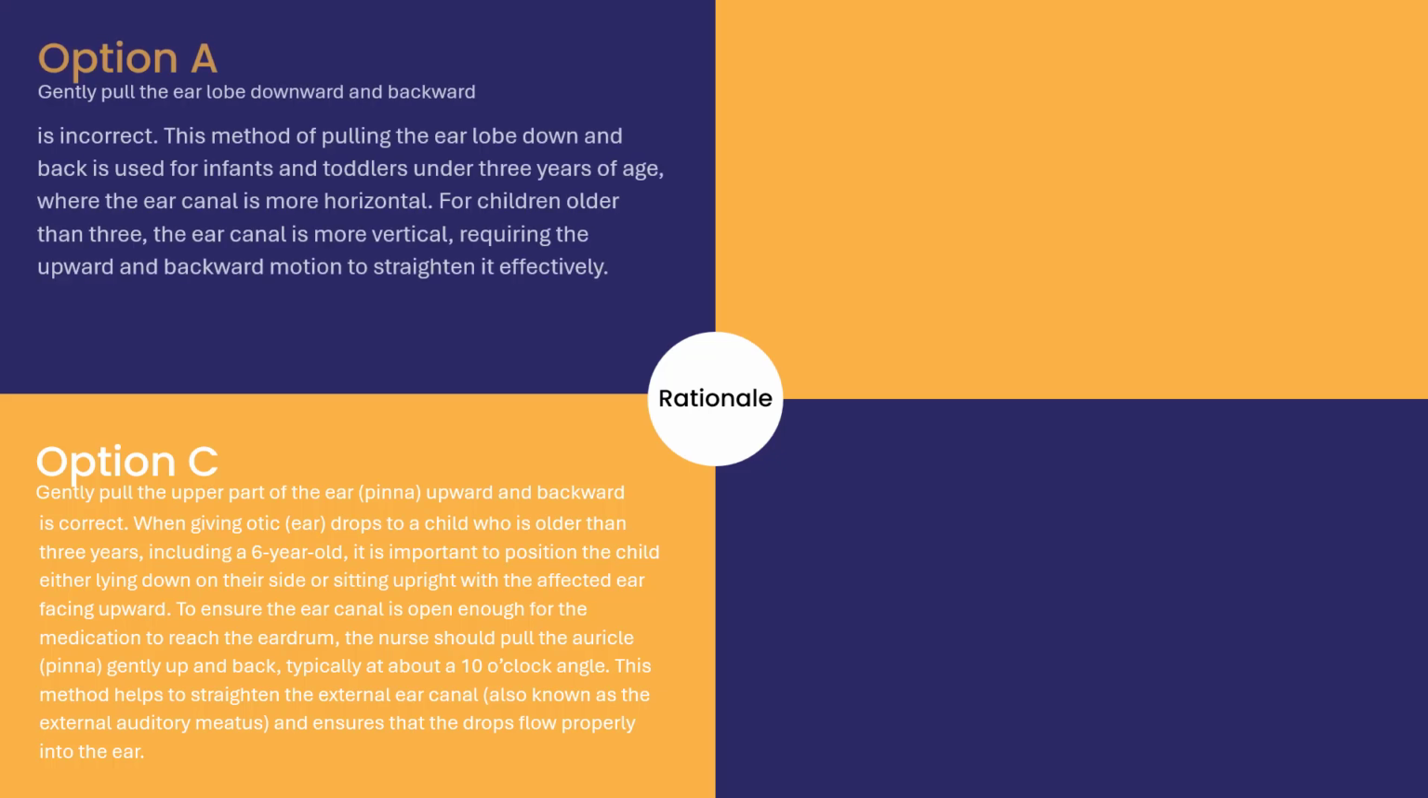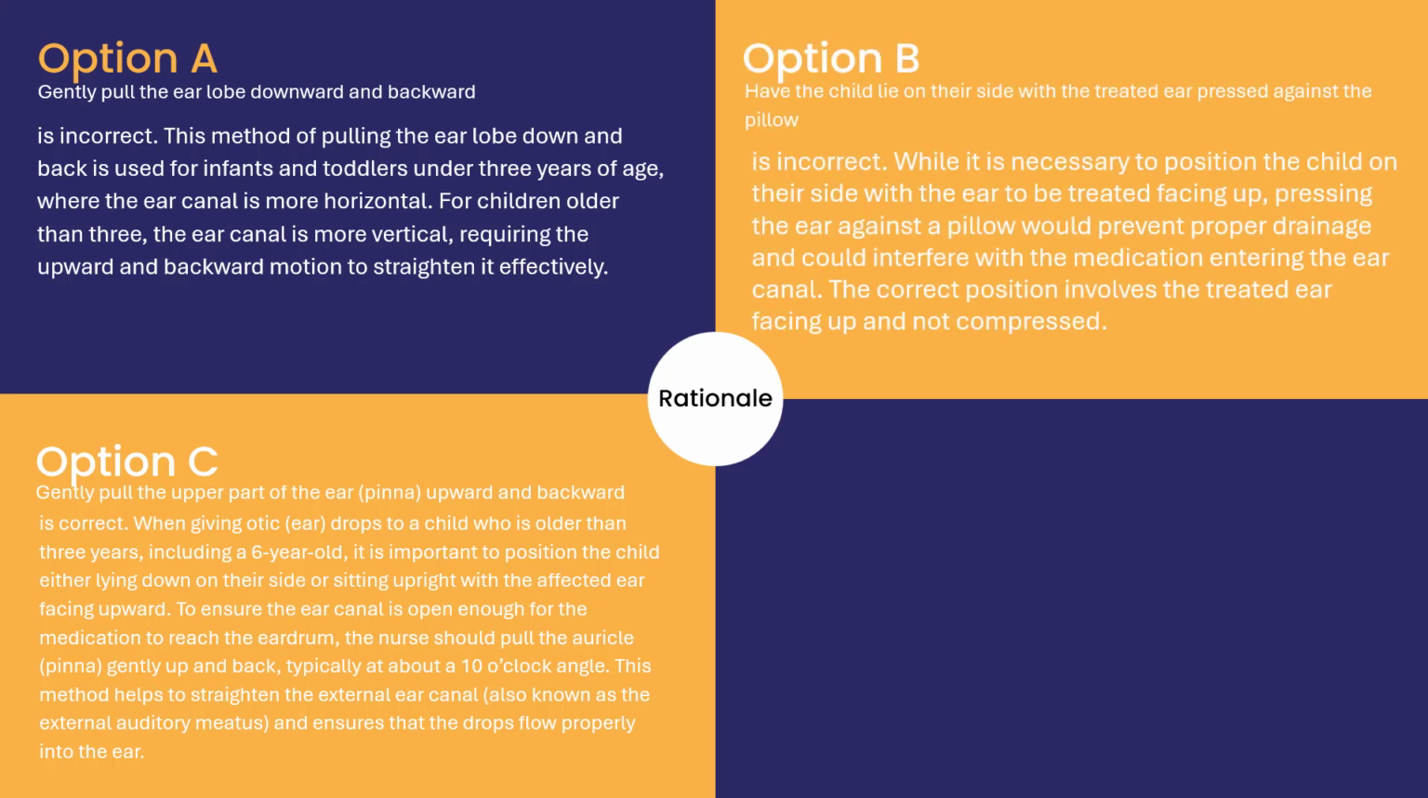A is incorrect. This method of pulling the earlobe down and back is used for infants and toddlers under 3 years of age, where the ear canal is more horizontal. For children older than 3, the ear canal is more vertical, requiring the upward and backward motion to straighten it effectively. B is incorrect. While it is necessary to position the child on their side with the ear to be treated facing up, pressing the ear against a pillow would prevent proper drainage and could interfere with the medication entering the ear canal. The correct position involves the treated ear facing up and not compressed.